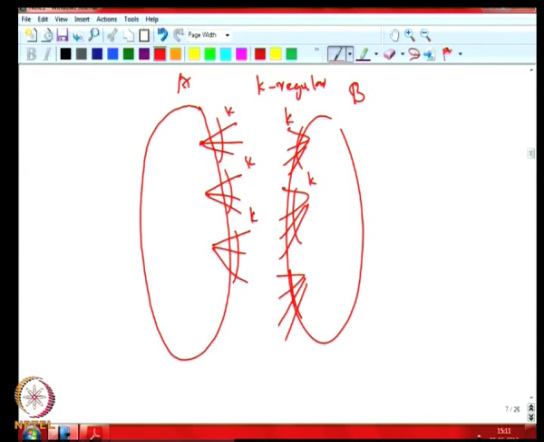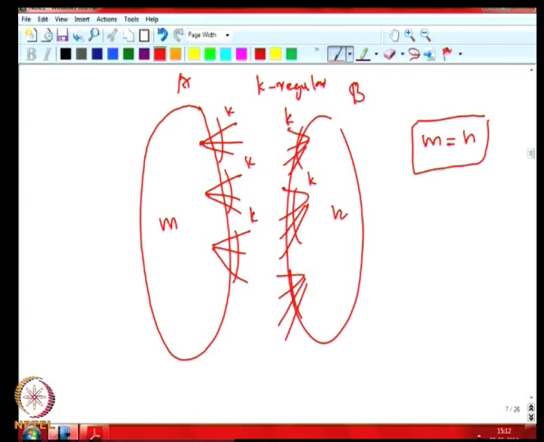So first let us note that trivially, if there are m vertices here and n vertices here, we should have m equal to n. This is what we first claim.